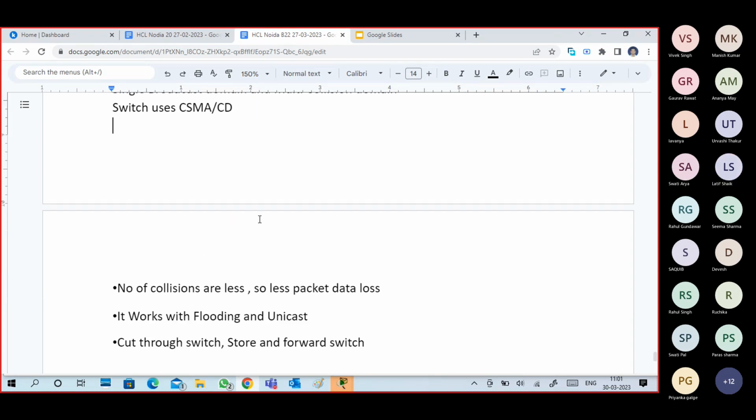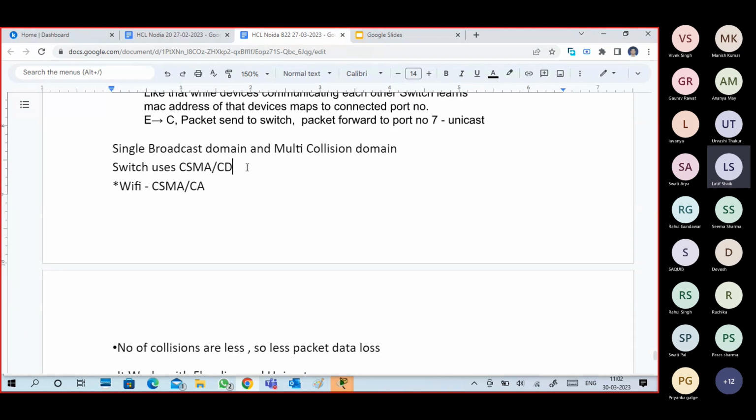Okay. So here, if you are using Wi-Fi, a wireless access point kind of device, that uses CSMA/CA, collision avoidance. Okay. So this is an Ethernet technology.